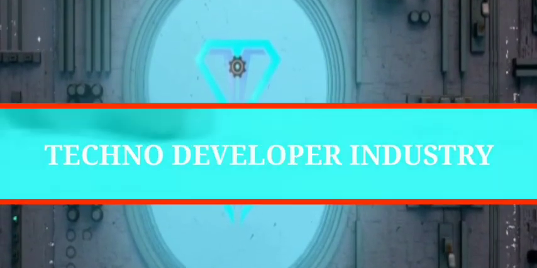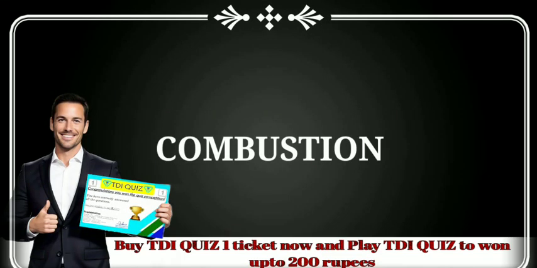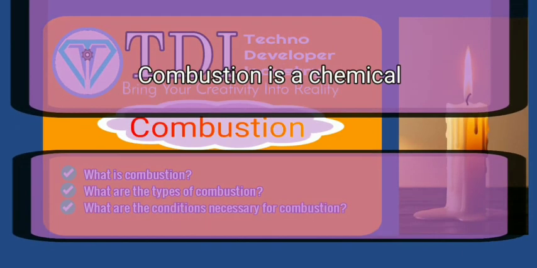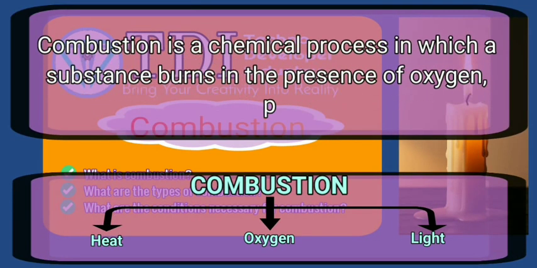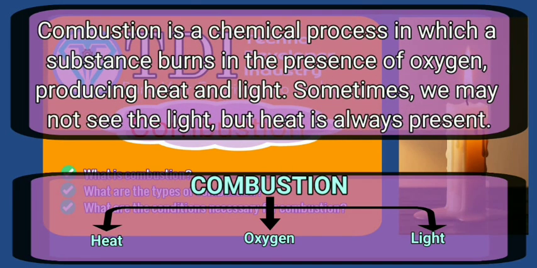Today, we are going to learn about combustion. Did you know what combustion is? If not, then let's find out. What is combustion? Combustion is a chemical process in which a substance burns in the presence of oxygen, producing heat and light. Sometimes we may not see the light, but heat is always present.